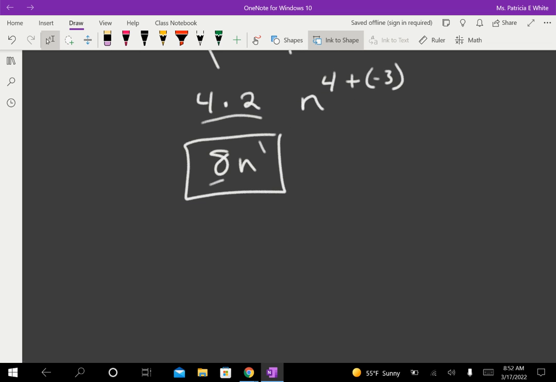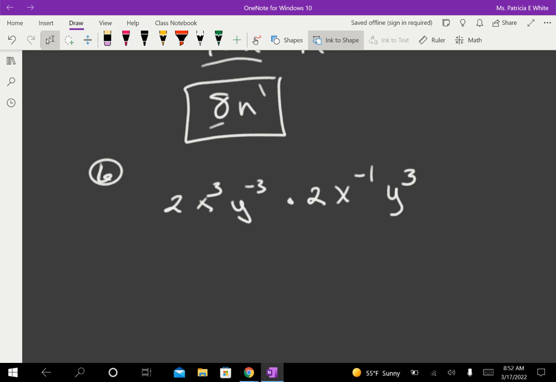If I have multiple, I'm looking at number 6. Number 6 is 2x to the 3rd, y to the negative 3 times 2x to the negative 1, y to the 3rd. My coefficients, 2 and 2. 2 times 2. Same base. I can't mix those x's and y's together, so I'm going to have x to the 3 plus negative 1. And I'm going to have y to the negative 3 plus 3.